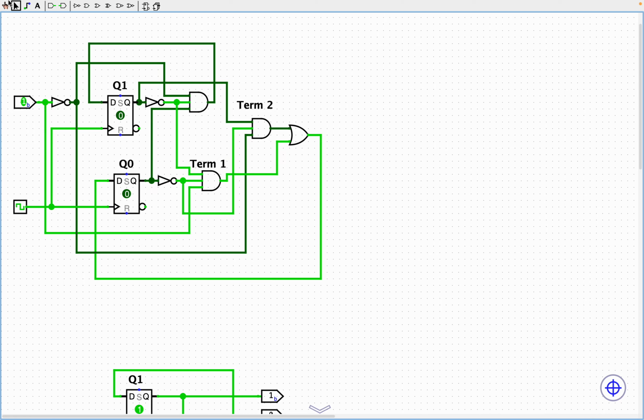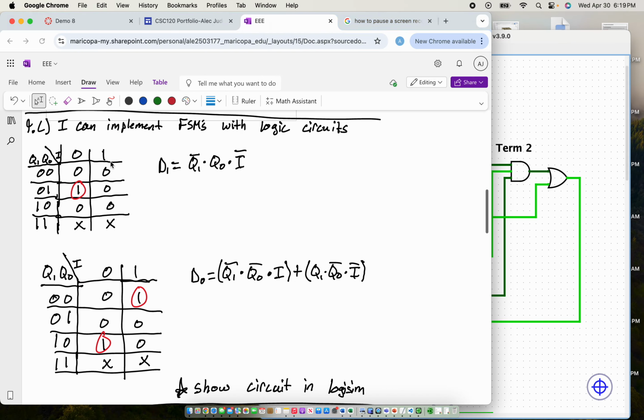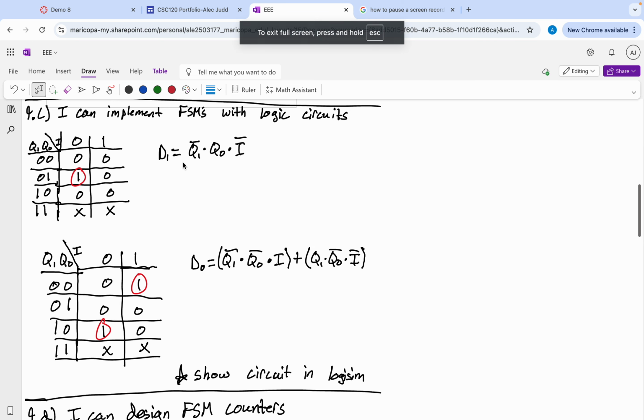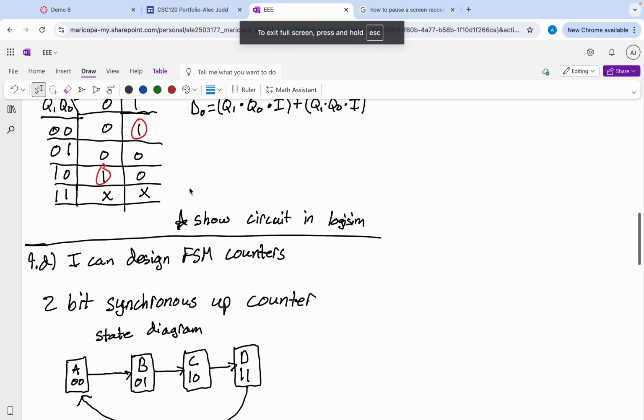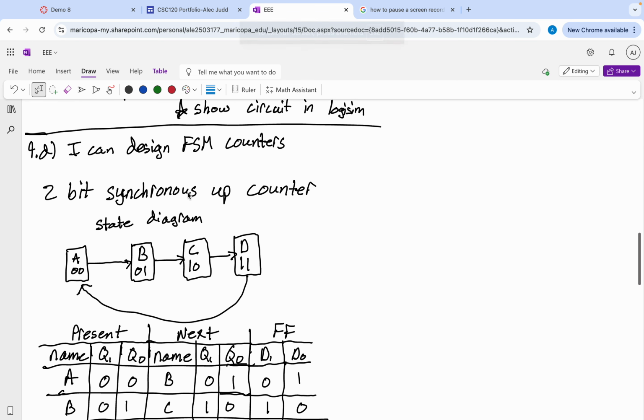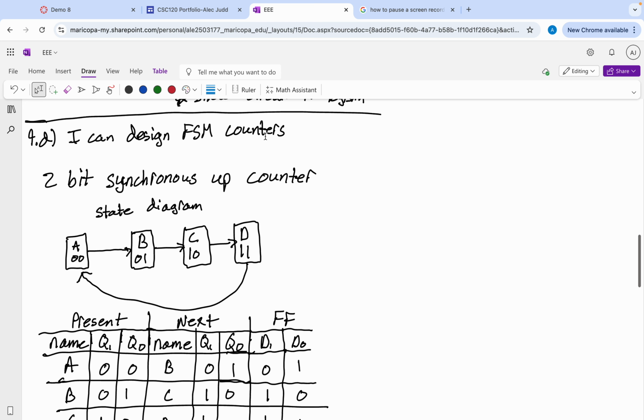So now, go out of here. Okay. So now we'll move on to 9D. So 9D is I can design FSM counters.